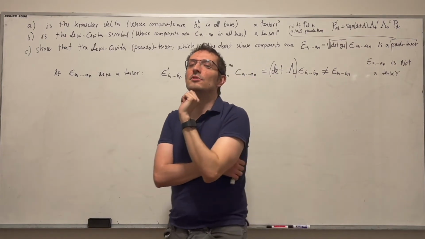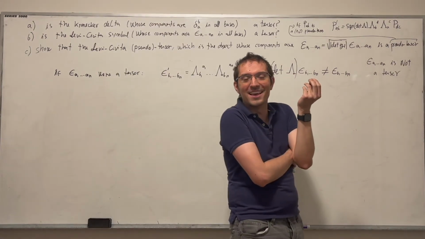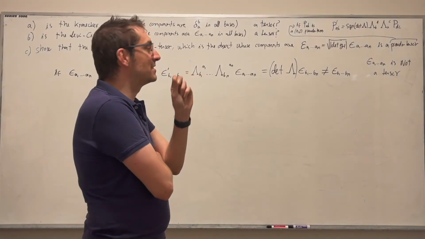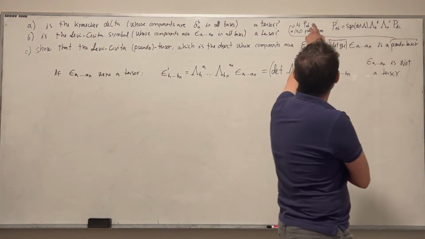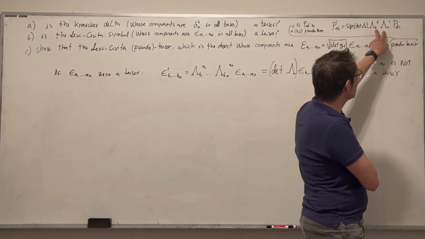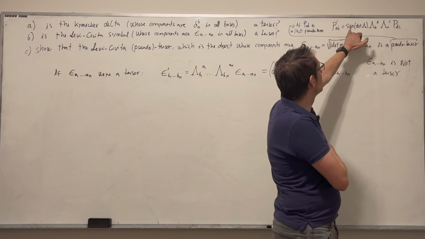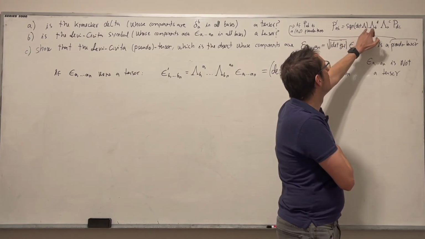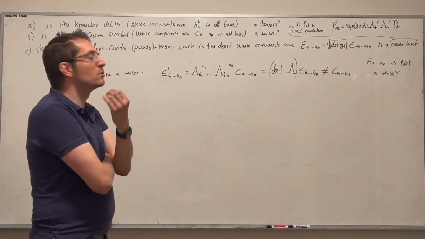Now, what is a pseudo-tensor? A pseudo-tensor transforms like a tensor, except for perhaps a sign of the determinant of the change of basis matrix. Let me show you. So if P_AB is a twice covariant pseudo-tensor, it transforms with two lambdas, as it should. If it were a tensor, it would be just that. But it has also a term that is the sign of the determinant of the change of basis.